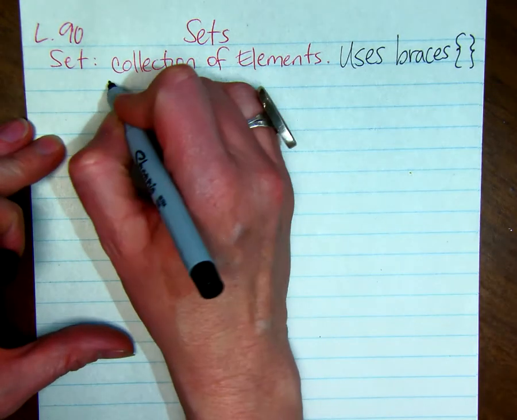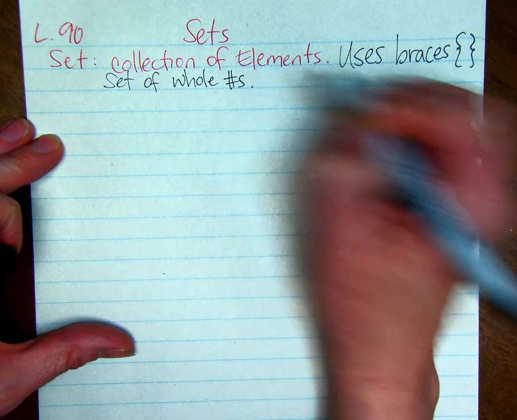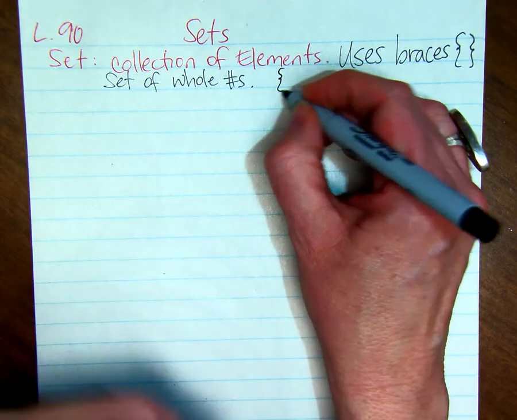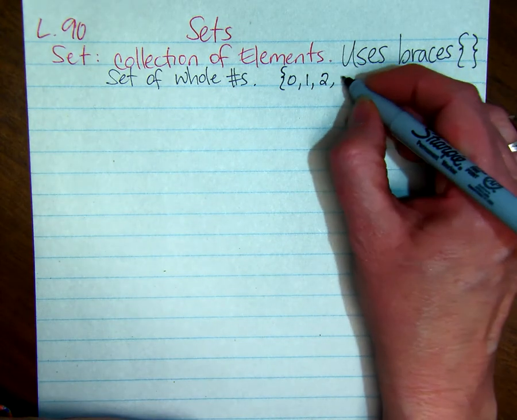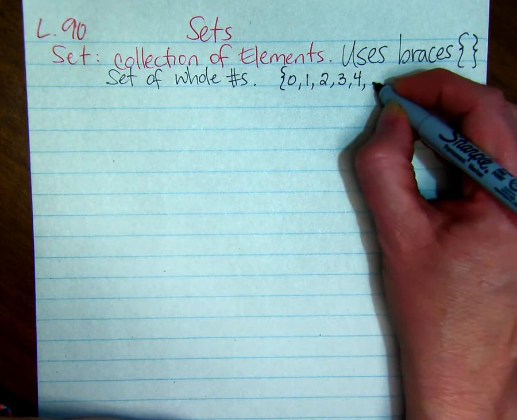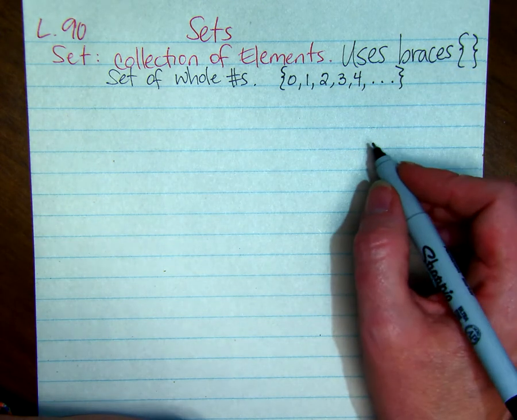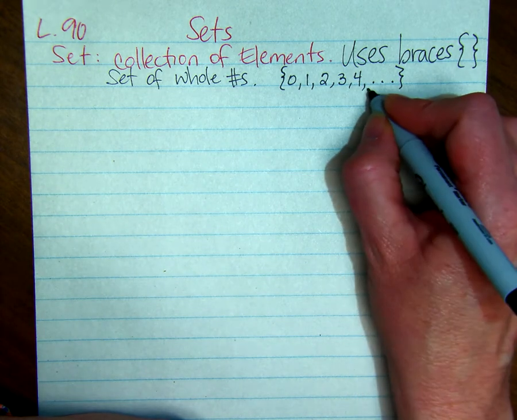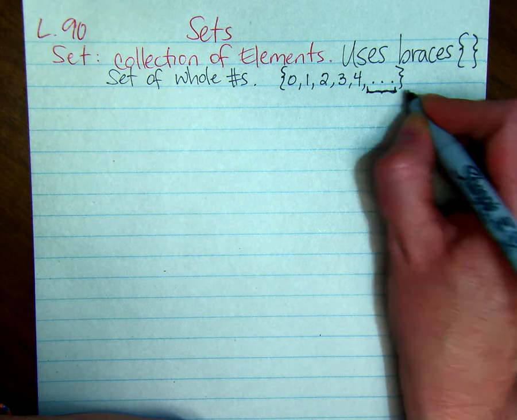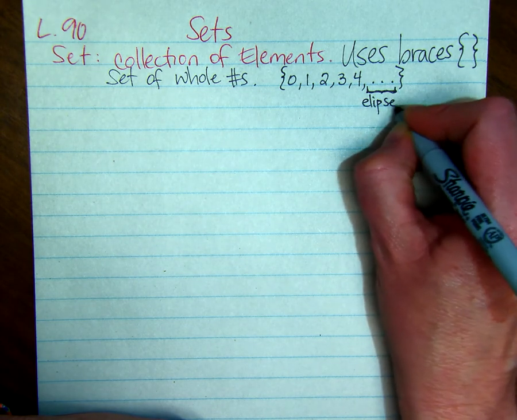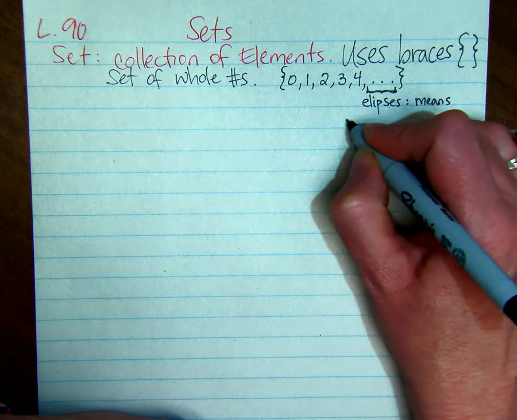Here's an example of a set. It's the set of whole numbers. So we start with the braces. Whole numbers start with 0, and they count up by ones. And we put ellipses at the end. That's those 3 dots. That means it continues the same pattern without end. So we're going to put the little definition here. These are called ellipses, and it means continuing without end.